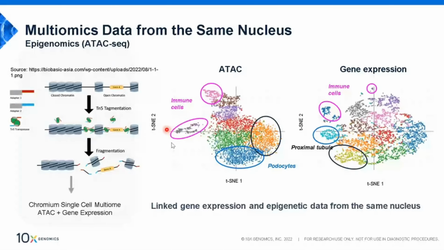The sequencing of the open chromatin, the community name for it is ATAC. This shows the epigenomic condition of the sequencing, and then we can compare and associate it with the gene expression profile. By using this feature barcode technology, we can link gene expression and epigenetic data from the same nucleus.